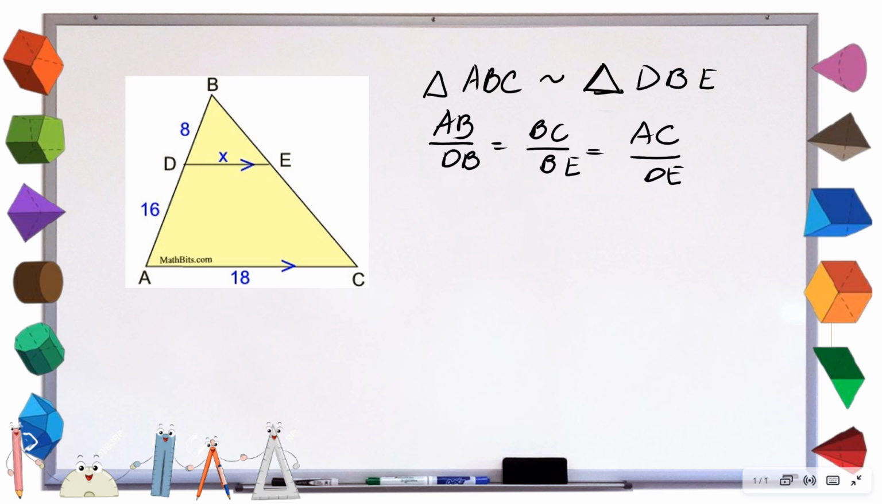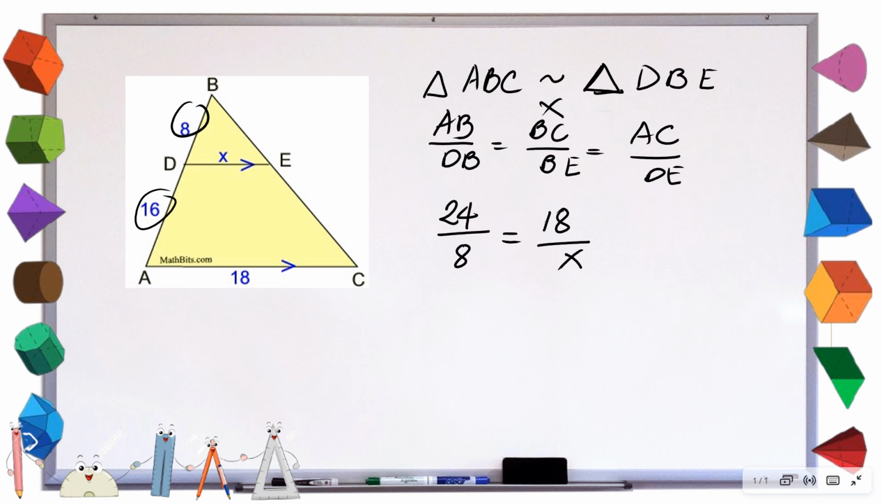So AB, that's A to B, that's 16 plus 8, that is 24 over K. A to B is 16 plus 8, that's why it became 24. And then our DB is 8, is equal to our BC. So we don't need this part, since we have no given for that. Then for AC, AC is 18, and then your DE is X. So our unknown here is the value of X.